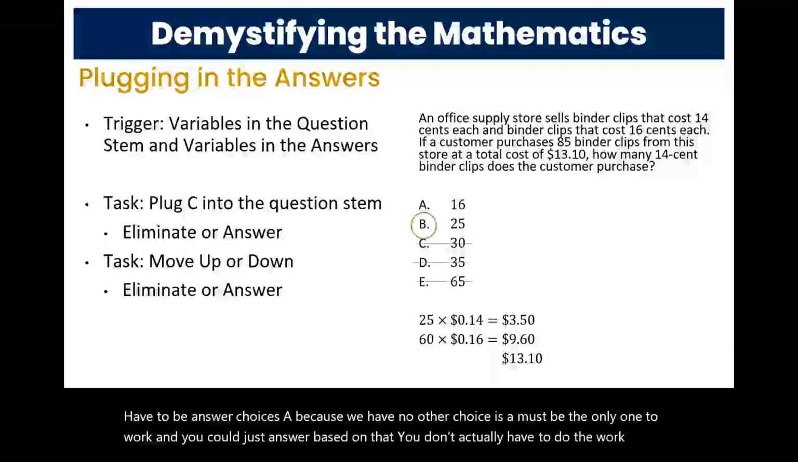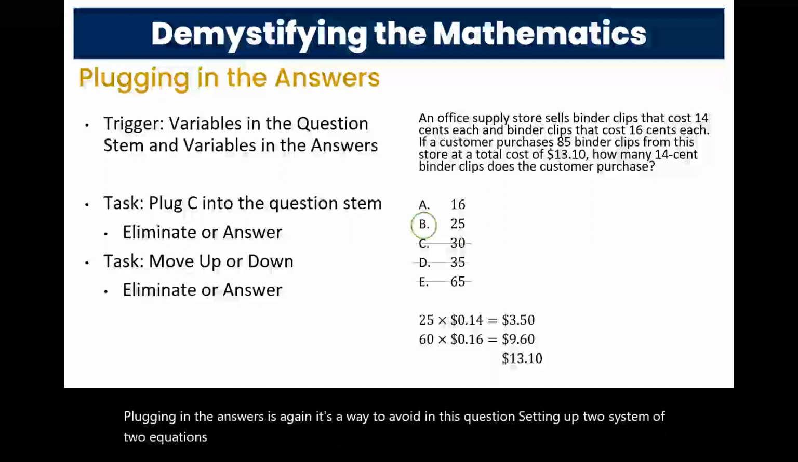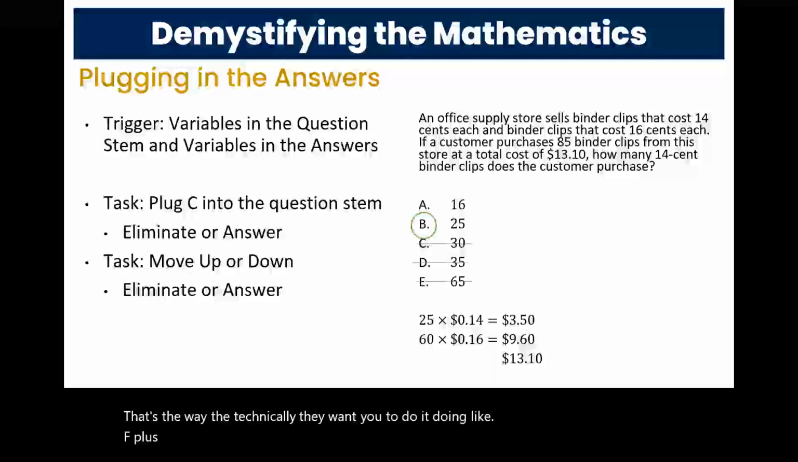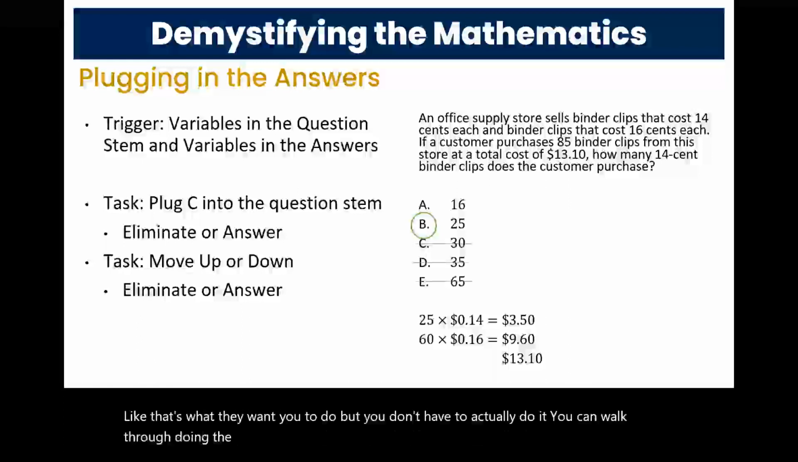Plugging in the answers is, again, a way to avoid, in this question, setting up a system of two equations and two unknowns. That's the way that technically they want you to do it. Doing like F plus S equals 85, and then F times 4.14 plus S times 0.16 equals 1310. That's what they want you to do, but you don't have to actually do it. You can walk through doing the arithmetic without doing the algebra.